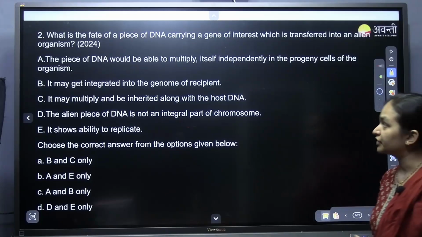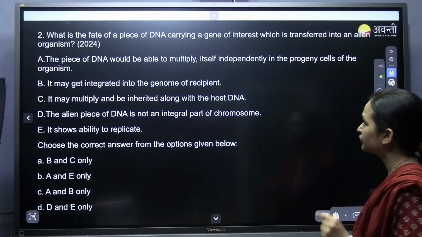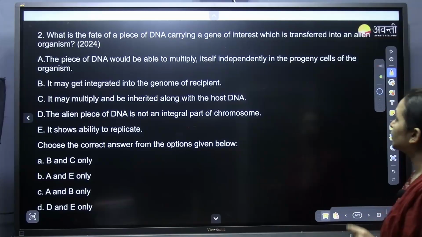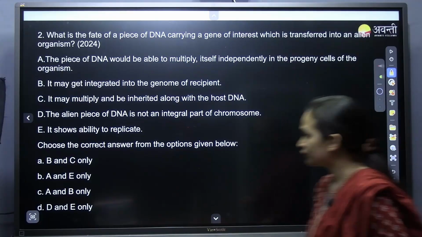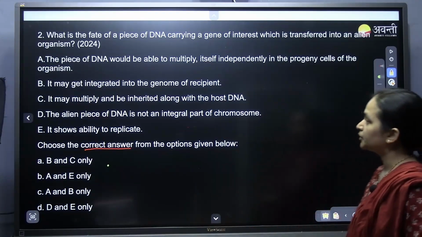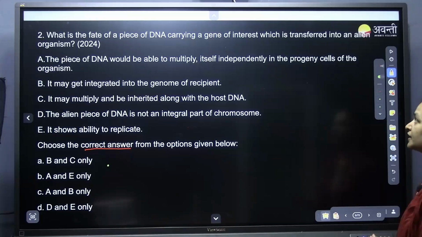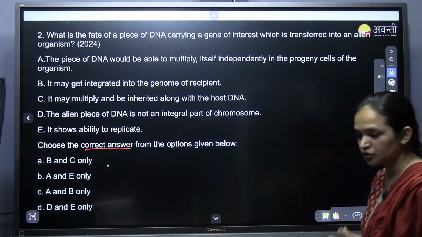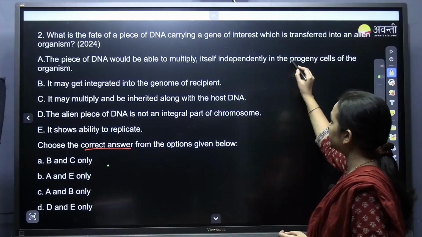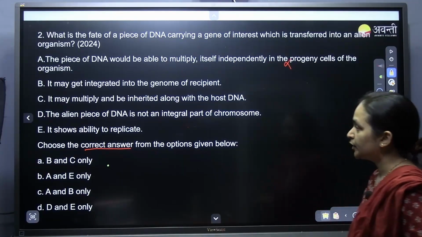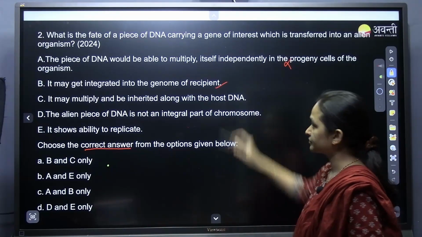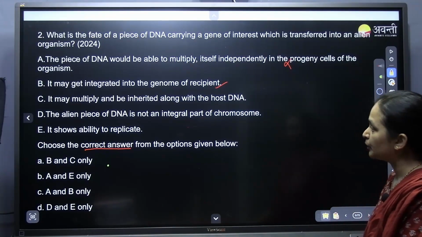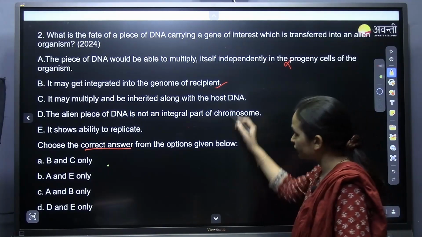What is the fate of a piece of DNA? We are talking about a piece of DNA carrying a gene of interest, which is transferred to an alien organism. We need to find the correct answer. The piece of DNA would be able to multiply itself independently in the progeny cells of the organism? No. It may get integrated in the genome of the recipient. Yes, it may. And it may multiply and be inherited along with the host DNA.